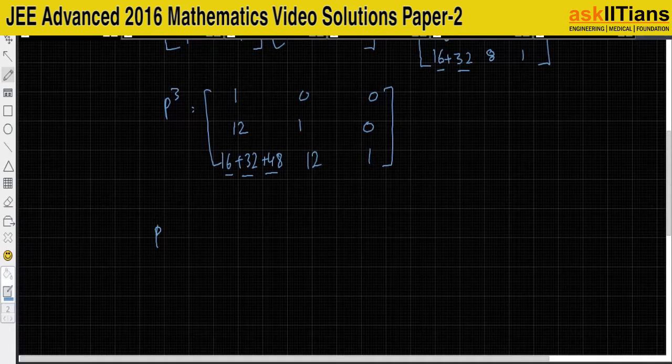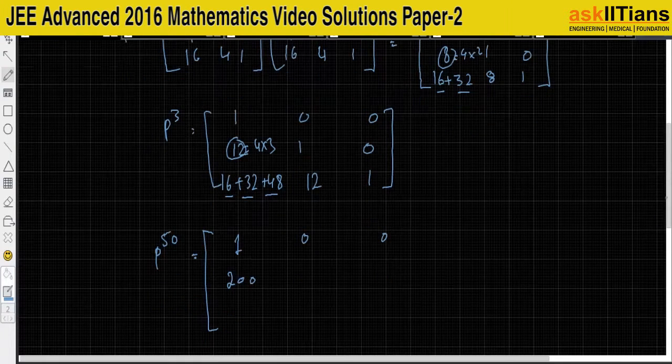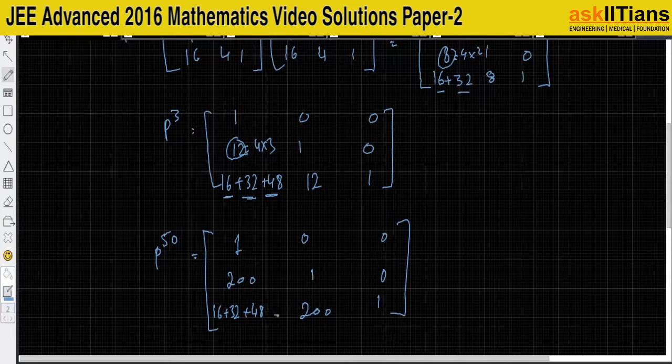Similarly, if I find P power 50, there is complete symmetry and a pattern is formed. First I have 8, then I have 12. This is nothing but 4 into 2, and this is nothing but 4 into 3. Similarly, here I'll get 4 into 50, so this will be 200. Here also I'll get 200. Here it will be 1, 1 and 0. Here I'll get a series. P cube had 3 terms, so here I'll get a series which has 50 terms: 16 plus 32 plus 48 and so on up to 50 terms.